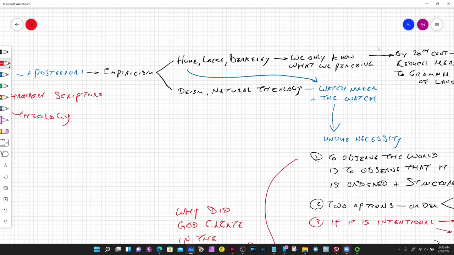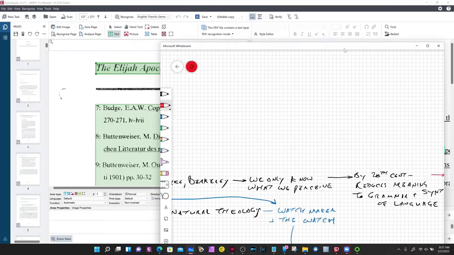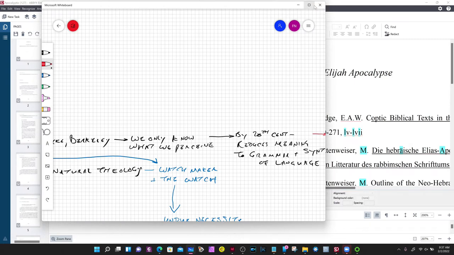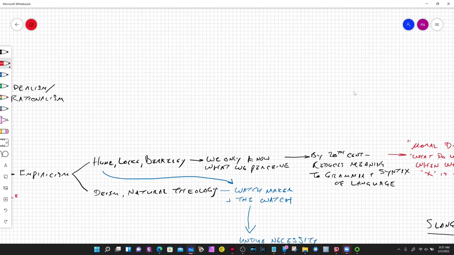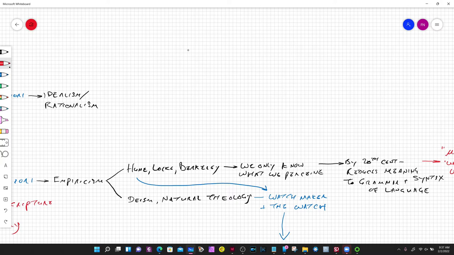So, at this point, if we go back and look at Descartes, when we talk about Leibniz and Spinoza, we end up with a kind of dualism, where there is the world of ideas and there is the physical world. The world of ideas is often linked, I think incorrectly, to Plato's theory of forms.